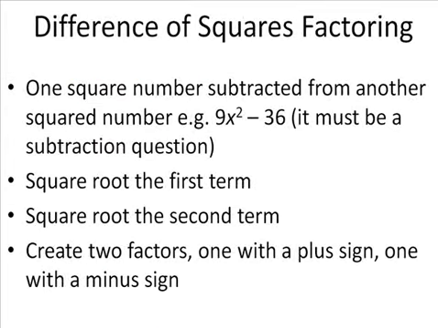There's one other type of common factoring that you might see, and it's a difference of squares factoring. It's when you have one square number subtracted from another square number. For example, 9x squared minus 36. 9 is a square number, x squared is a square number, and 36 is a square number. In situations like this, we just have to determine what the square root of each of the factors are. Then we'll set them up in our factoring symbols and give one a plus sign and one a minus sign.